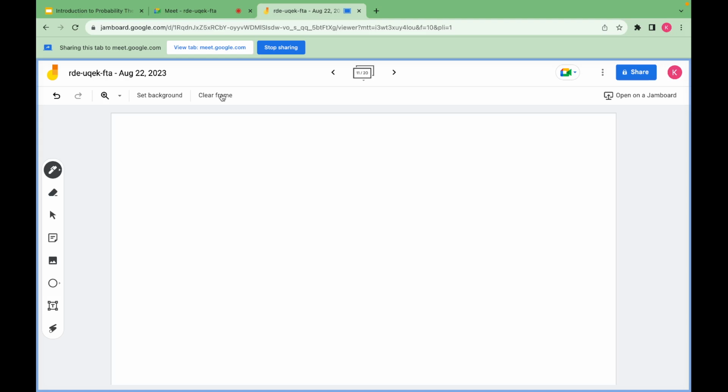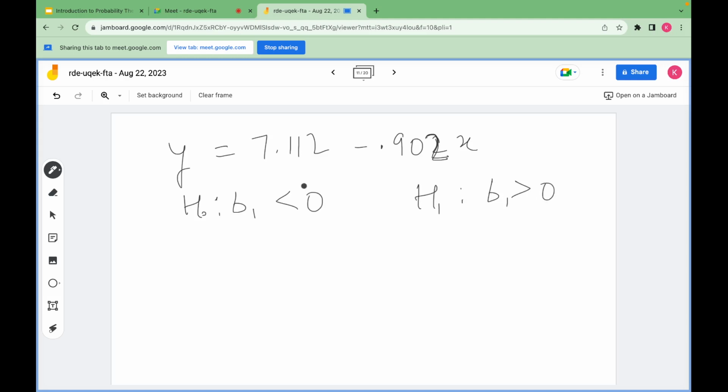So now I will give a small example. Let's suppose we have this regression line y equal to 7.112 minus 0.902x. This is the equation of the line. Now the null hypothesis is that b1 is less than 0, and the alternate hypothesis is that b1 is greater than 0. So now we need to calculate t, which is b1 minus B1 divided by S_b1.